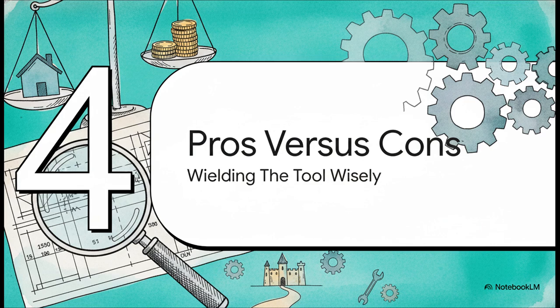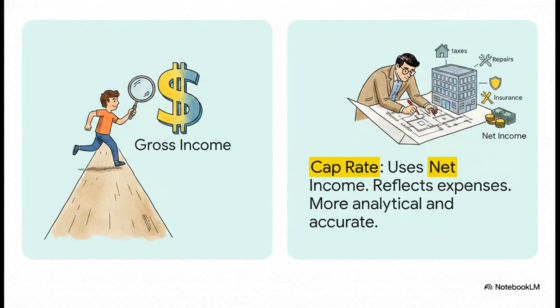So let's put the GRM in its proper place. A really good way to get a feel for the GRM is to put it side by side with a more detailed tool called the Capitalization Rate, or cap rate. The big difference is right there in what they measure. GRM looks at gross income before costs. A cap rate looks at net operating income, which is your income after you pay all the bills. So think of it this way. GRM is built for speed, cap rate is built for accuracy.